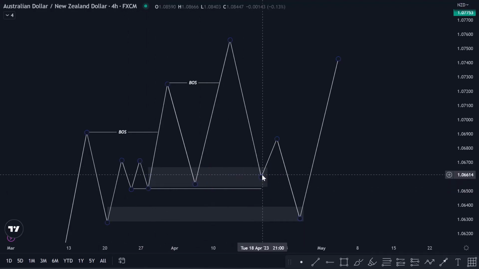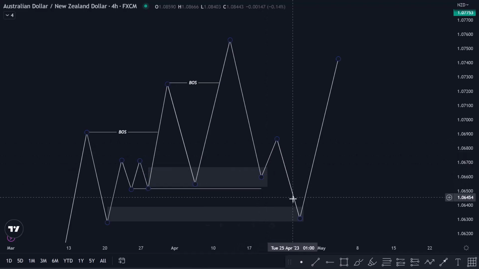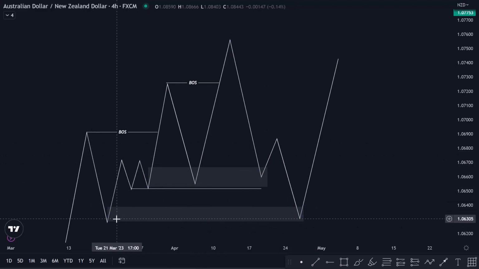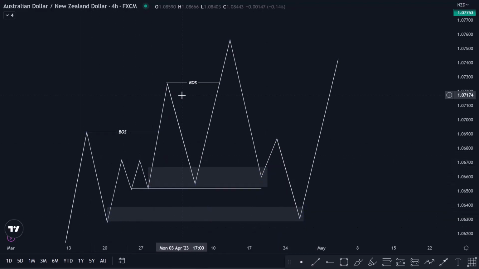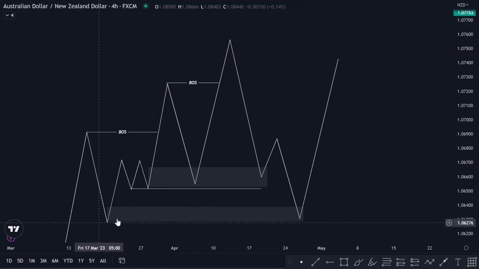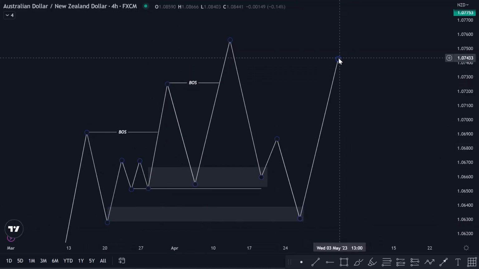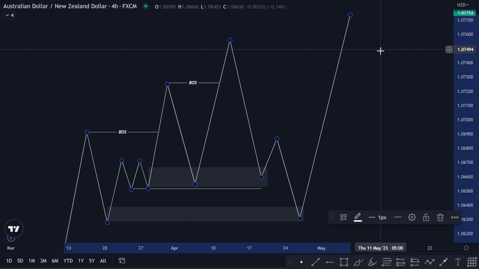We see that price just made a small pullback and goes down again to mitigate this order block. So all of this was noise. Price will finally come down to mitigate this order block and then go all the way up.